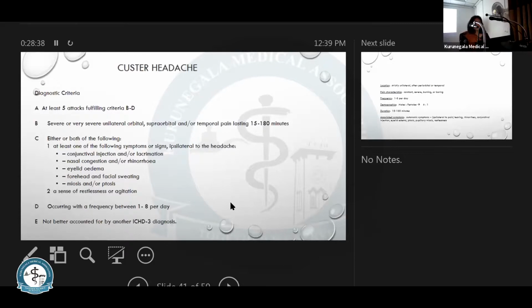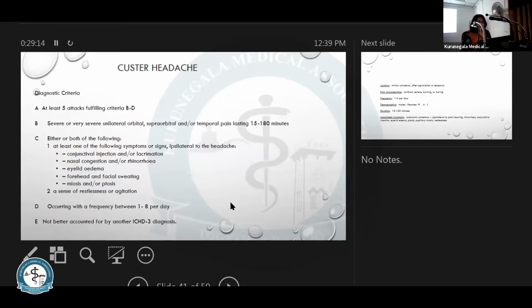So for you to diagnose cluster headache, again, the patient should have 5 attacks of the unilateral pain lasting for 15 minutes to 3 hours. So it's shorter lasting than migraine. Usually the clinicians tend to mix up migraine and cluster headache because both start with the periorbital region. And the cluster headache is short lasting and usually associated with the autonomic features.